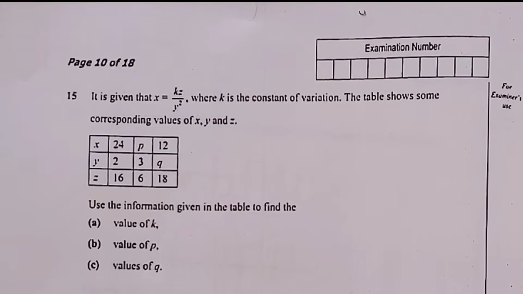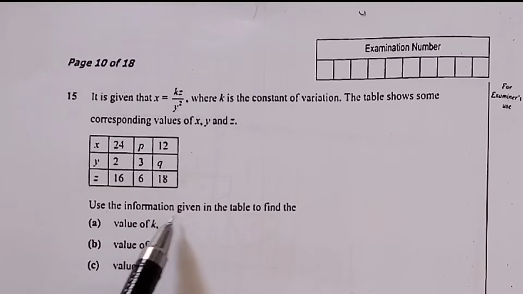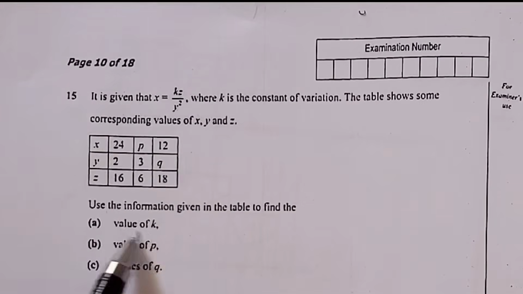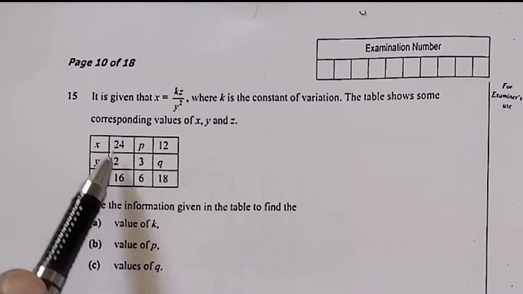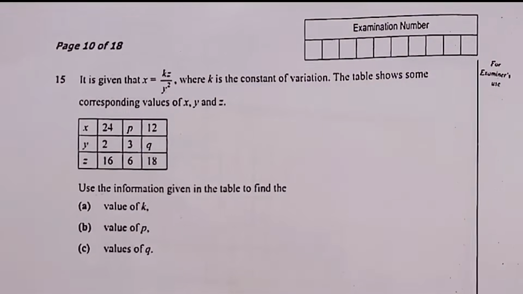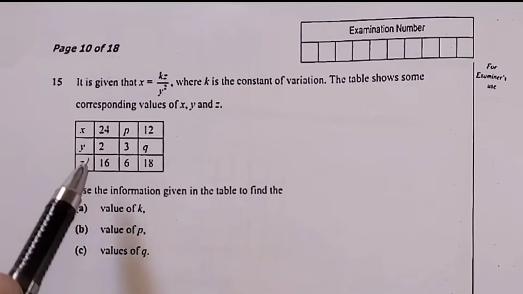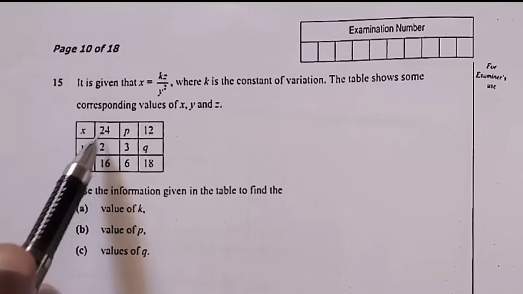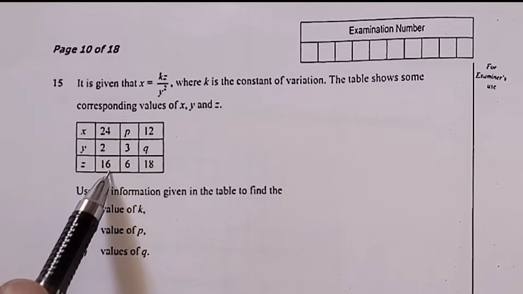Already given the formula. And you'll be given data in the form of a table. And they're asking you to use this given information to find the value of k, which is the constant, right? So to find the value of k, guys, don't be on pressure. Use a set which has all the three values. Now, when we check nicely here you have x, 24, 2, 16.